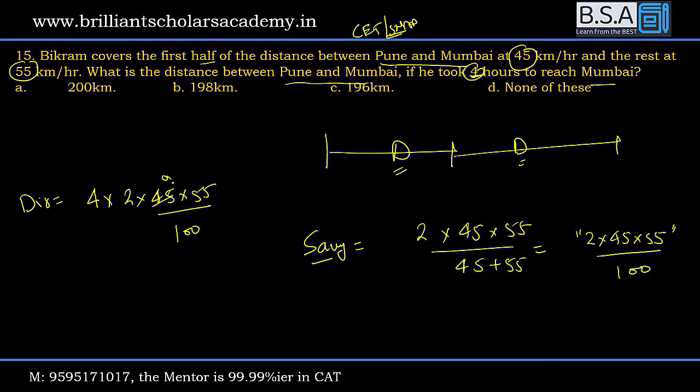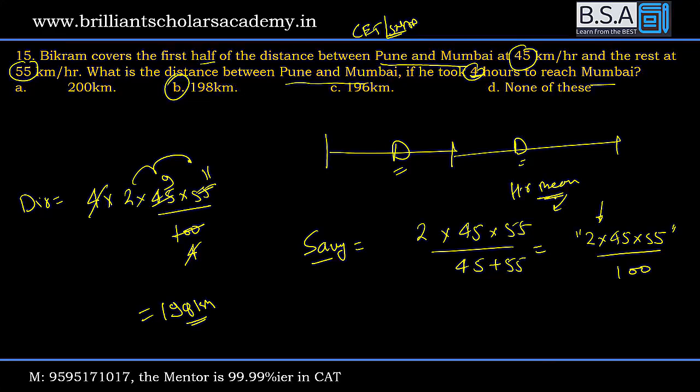So 5 into 9, 5 into 11, 5 into 20, again further 5, 4, 4 and 4 cancelled. So 18 into 11, 198 kilometers distance between Pune and Mumbai. Always solve through harmonic mean. This way of writing is called harmonic mean.